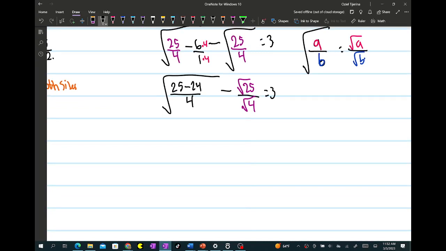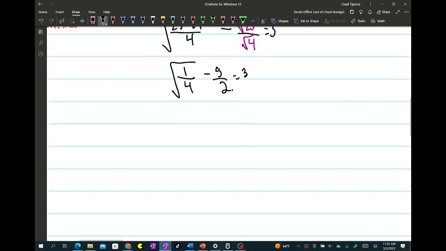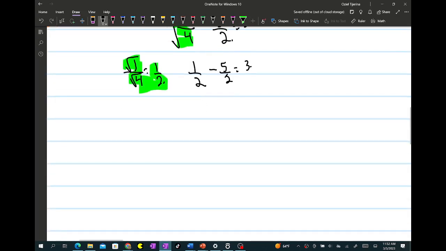Okay, so this would be equal to the square root of 1 over 4, minus 5 over 2, equals 3. And again, the square root of 1/4 is the square root of 1 over the square root of 4, which is 1/2. So 1/2 minus 5 halves equals 3. So we know that this is 1 minus 5 over 2 equals 3.